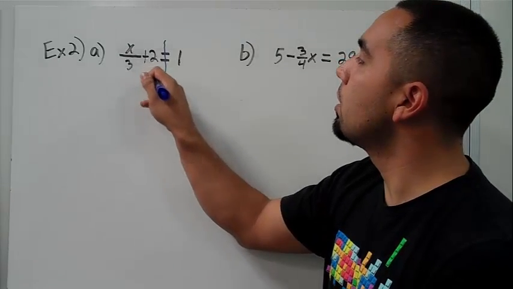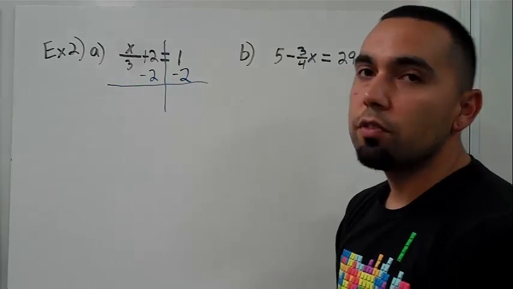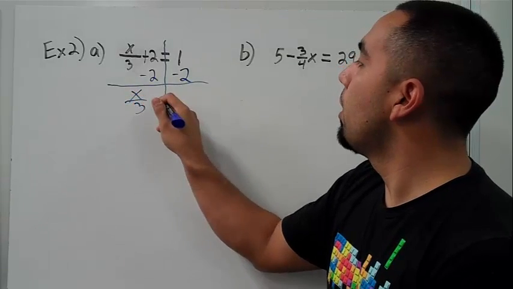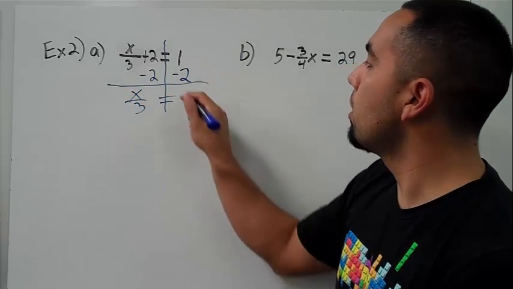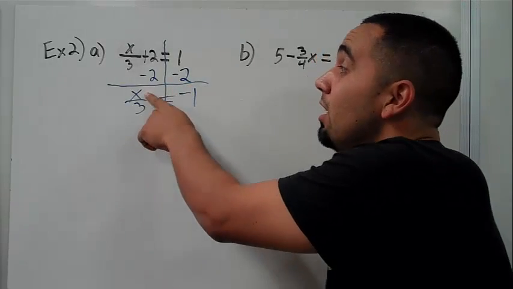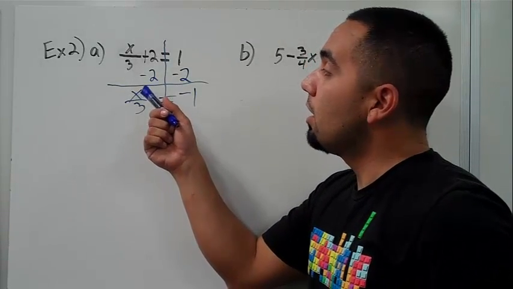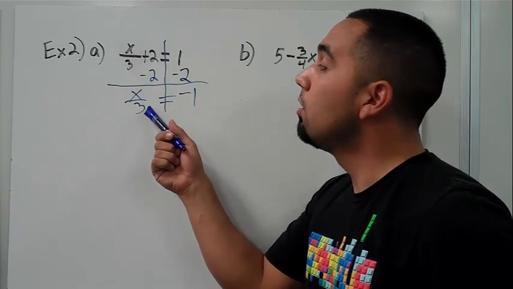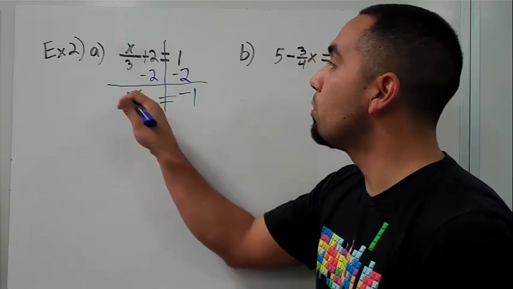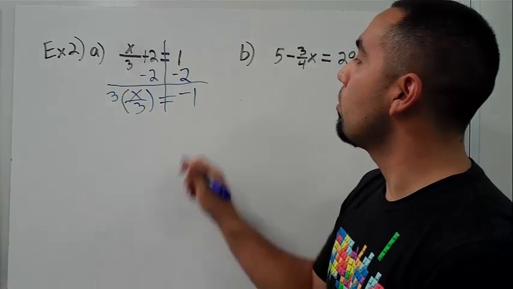So first thing I want to do is get rid of that 2, because it's simply being added. I can easily move it over to the other side by subtracting. So x divided by 3 is equal to, what's 1 minus 2? Well, that's negative 1. Now all I have to do is look at this and see what's being done. Well, I can tell that this says x divided by 3. So if x is being divided by 3, again, I want to do the opposite. So the opposite of division is multiplication, right? So I'm going to multiply by 3.